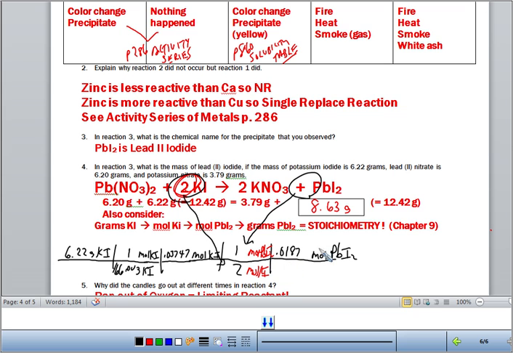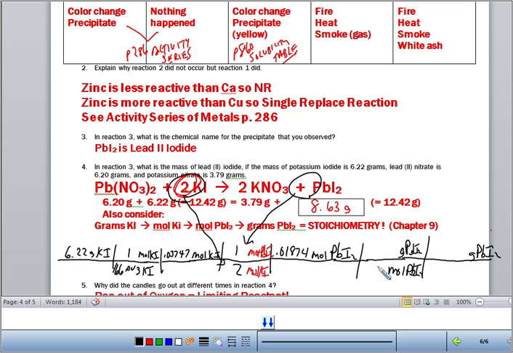I got 0.01873 or so. Right? Yes? Everybody agree with that? Now, what we want to end up with is grams of lead 2 iodide. So what are we going to multiply this by to end up with grams? Miss Briggs? We're going to multiply by grams of lead 2 iodide, right? Per mole. Yes?